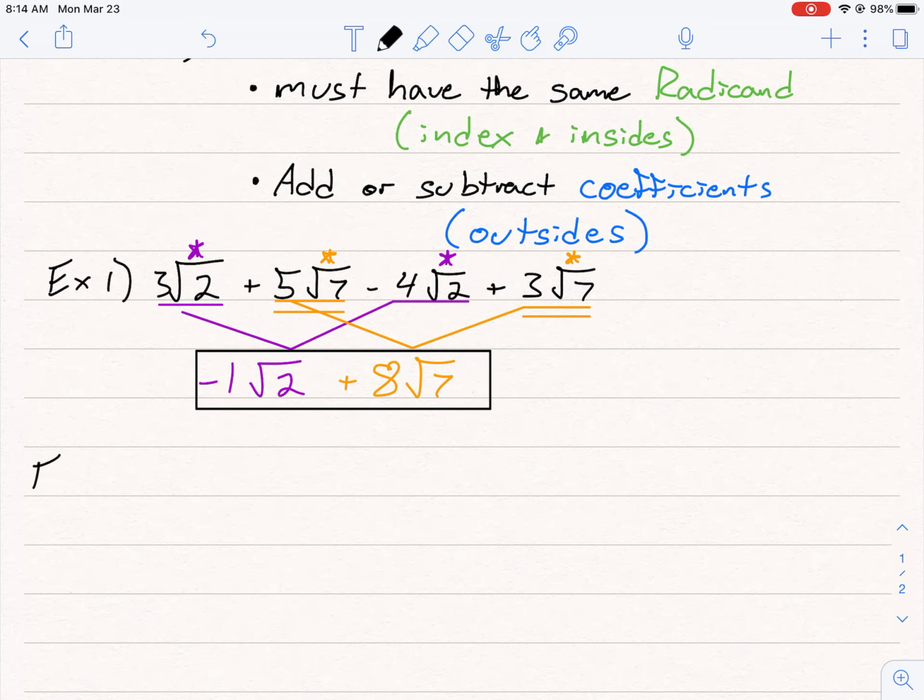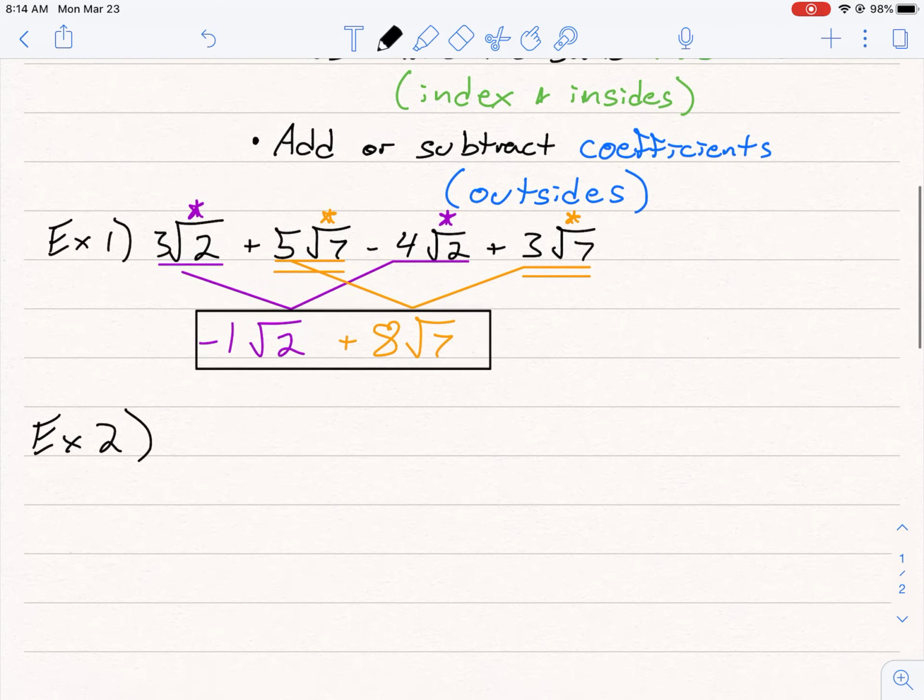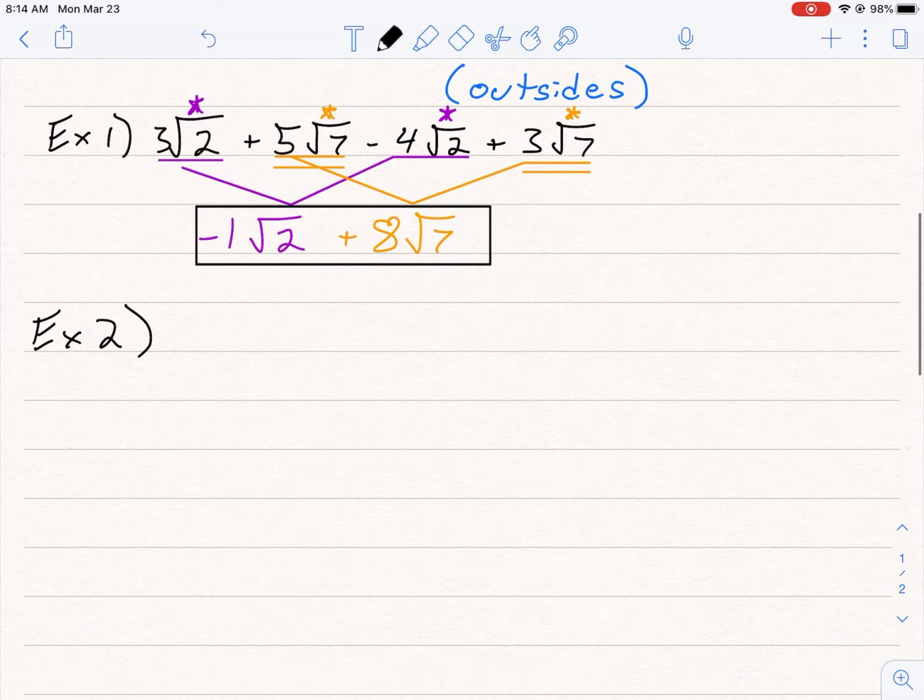Let's look at another example. In example 2 here, I'm going to give us some problems where we actually have to simplify the square roots. So we have 3 square root of 8 plus square root of 12 minus square root of 18. So first step is you have to simplify the radicals. Each one of these can be simplified.